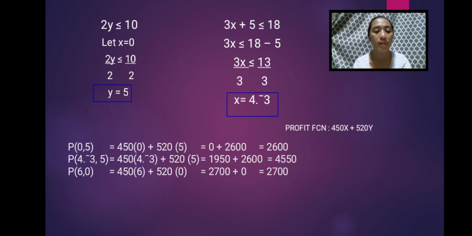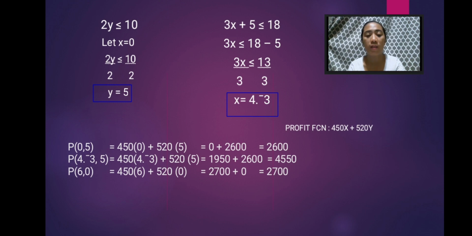4.3333 and so on. We substitute into the profit function, which is 450x plus 520y, the values that we get from the equation of polyester and the equation of cotton. So we have P of (0, 5) is equal to 450 times 0 plus 520 times 5, which is equal to 0 plus 2,600. So we come up that the result is 2,600.